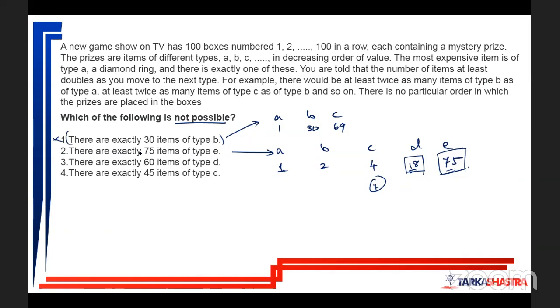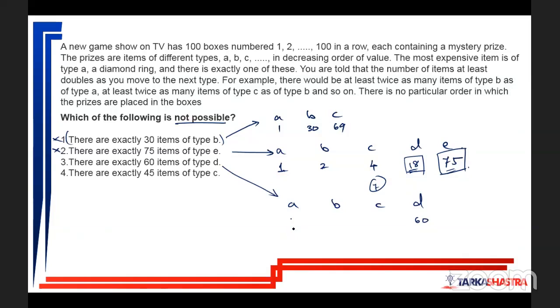So this condition is also possible, and that is why the second one is not our answer, because we want to find out the option which is not possible. Now third, there are 60 items of D. So A, B, C, D. So this is 60.